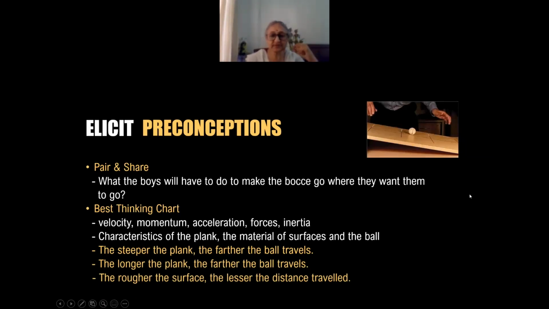And would you agree with me if I say that these are actually the hypothesis? They are giving their explanation or their predictions or their ideas that if the plank is kept steeper, the ball will travel farther. If the plank is longer, then also the ball will travel farther after getting out of the plank. If the surfaces are rough, that is the surface of the plank, or the surface beyond the plank, that is the ground, or there is a carpet, and then the nature of the ball surface, or if there are rough surfaces, then the distance traveled by the ball will be less.